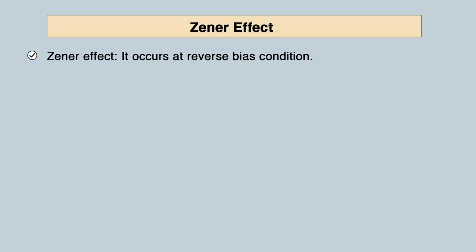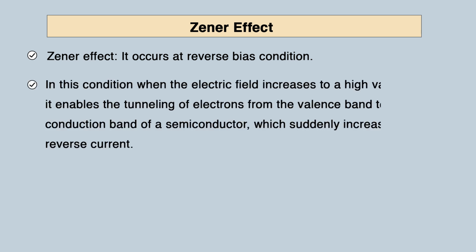Zener effect occurs at the reverse bias condition. In this condition, when the electric field increases to a higher value, it enables tunneling of electrons from valence band to conduction band of a semiconductor, which suddenly increases the reverse current.